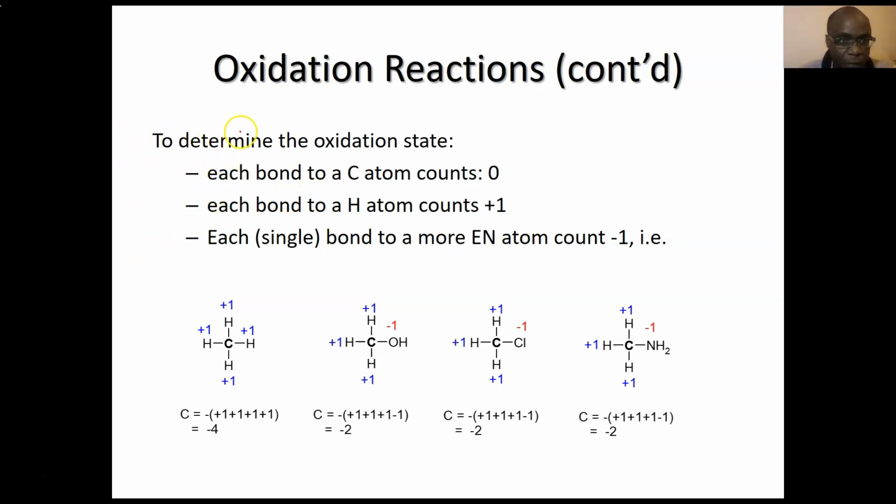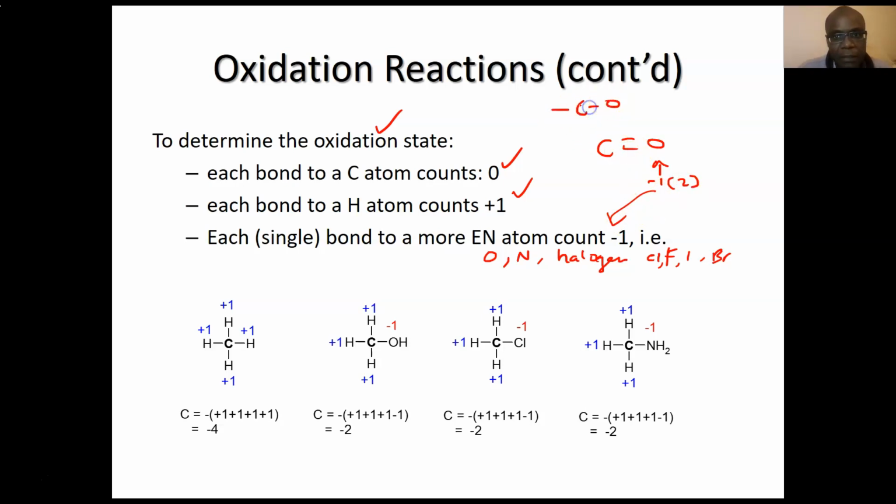I'm just summarizing. To determine the oxidation state, what we also call oxidation number, each carbon will take a value of 0. Each hydrogen takes a value of +1. Each single bond to an electronegative element like oxygen, nitrogen, or halogen will take -1. Remember, halogens include chlorine, fluorine, iodine, and bromine. That's the rule. But if it's doubly bonded, then you multiply by 2. For example, for this carbon, this oxygen will be -1 times 2, because each oxygen is -1, but there's a double bond, so you simply pretend that carbon is bonded to 2 of them. That's how it becomes -2.